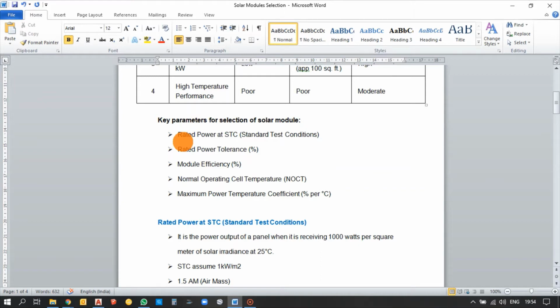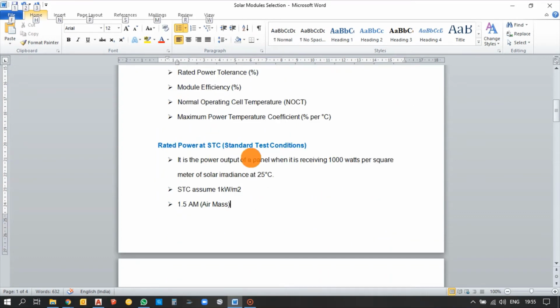The first thing is rated power at STC. STC is nothing but standard test condition. Next is the rated power tolerance, which will be provided by the manufacturer, and module efficiency and normal operating cell temperature, which is nothing but NOCT. This is the cell temperature during operation under normal conditions. And next is the maximum power temperature coefficient. This is quite important for the selection of modules. So let's see these one by one.